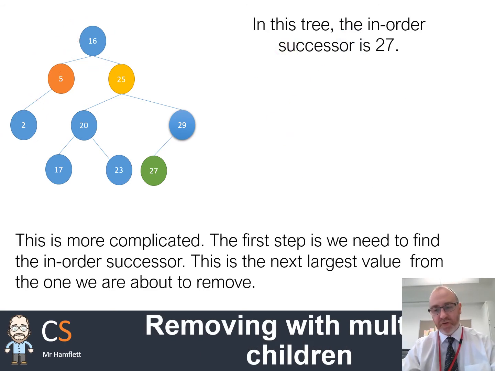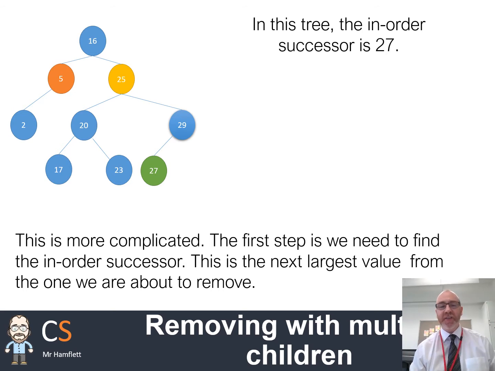If we have multiple children, however, we have to use something called the in-order successor. In-order successor is a very posh way of saying the next biggest number. This only works for binary search trees, by the way, because we want to maintain the order, don't we? So if I remove a node, I want to make sure it's always still following the rules of left is smaller, right is bigger. We have to maintain the integrity of the binary search tree.